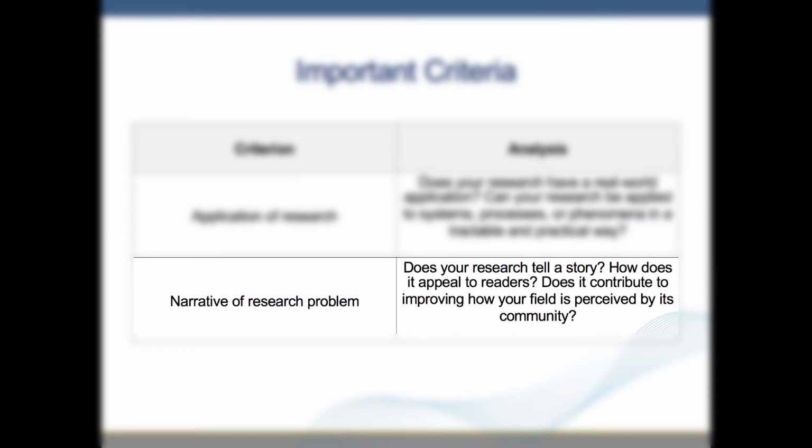Application of research. Does your research have a real-world application? Can your research be applied to systems, processes, or phenomena in a tractable and practical way? Narrative of research problem. Does your research tell a story? How does it appeal to readers? Does it contribute to improving how your field is perceived by its community?